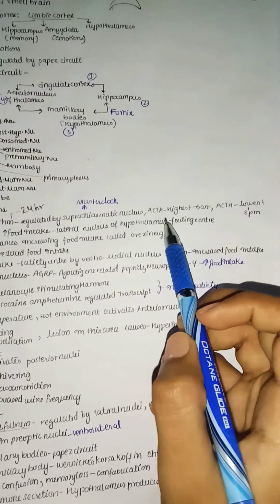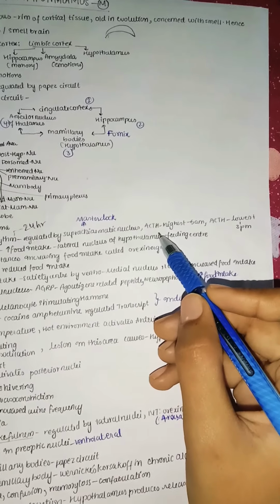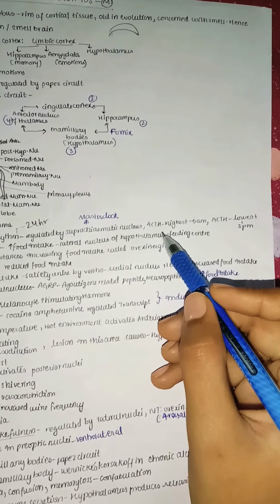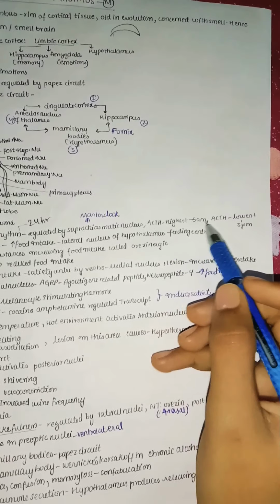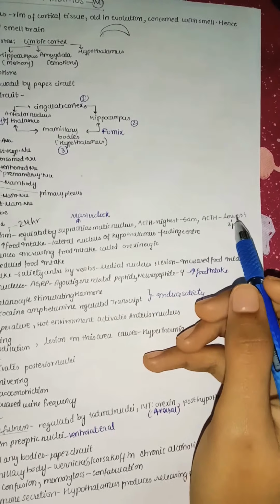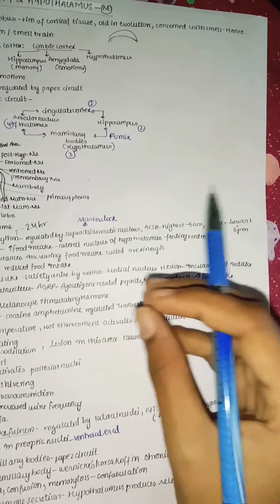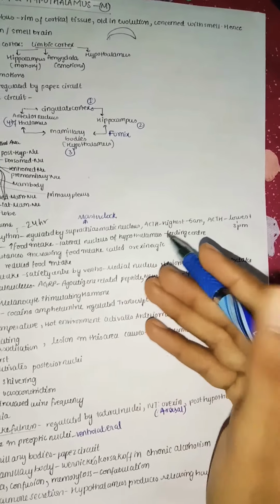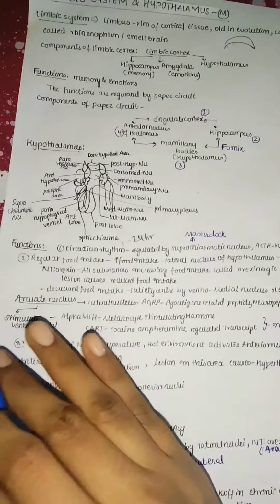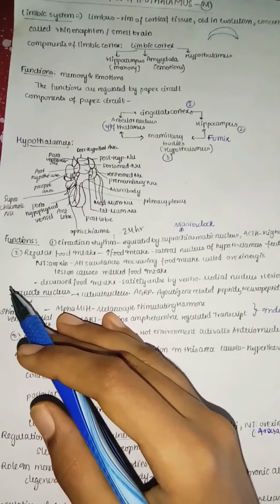The circadian rhythm controls some hormones. For example, you can take here adrenocorticotropic hormone, ACTH. It is highest in our body at the time of 5 a.m. and lowest at the time of 3 p.m. So according to the timings of our body, different hormones have highest peak values and lowest values. Now let us see the regular food intake. Food intake is also one of the functions of hypothalamus.